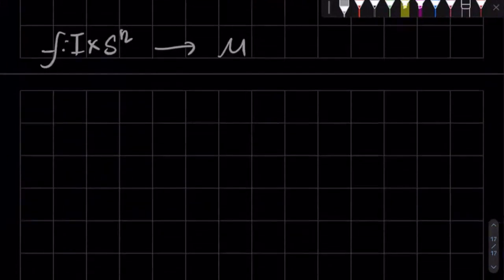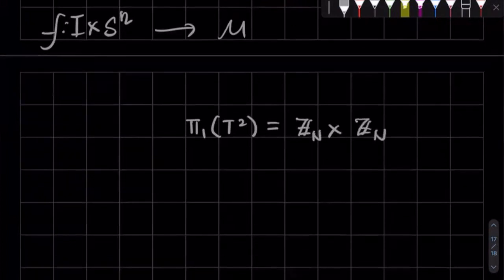For example, if you look at a torus, what is pi1 of a torus? A 2-torus is going to be Z plus Z, I think, Z cross Z, right? Because a torus is essentially two circles, right?